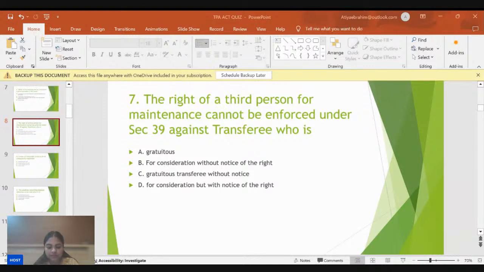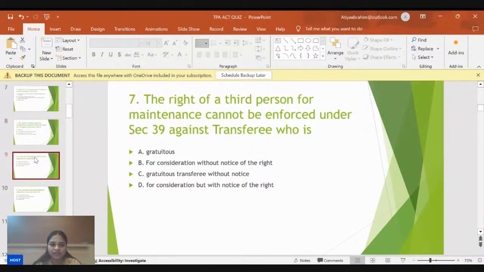The correct answer here is option B, for consideration without notice of right. So for 7, the correct answer is option B. Yes, right. I can see one answer which is B, and that is the correct answer, right? So it's 7B.